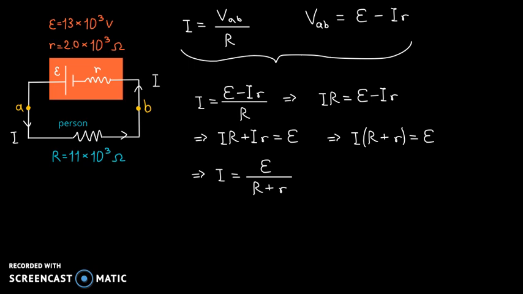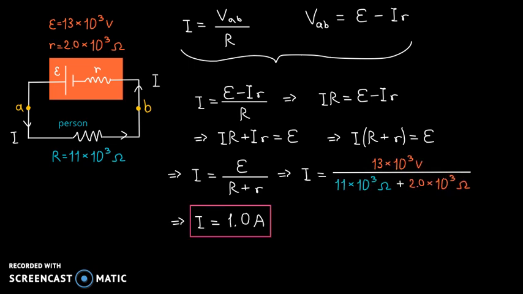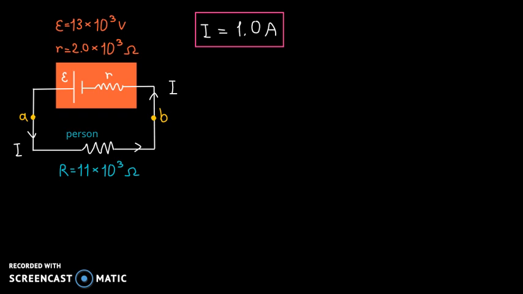Let's go ahead and plug in the numerical values. The current passing through the person's body is equal to 1 amp, which is a fairly large value actually. This could be really dangerous. Now let's calculate the power dissipated in the person's body.